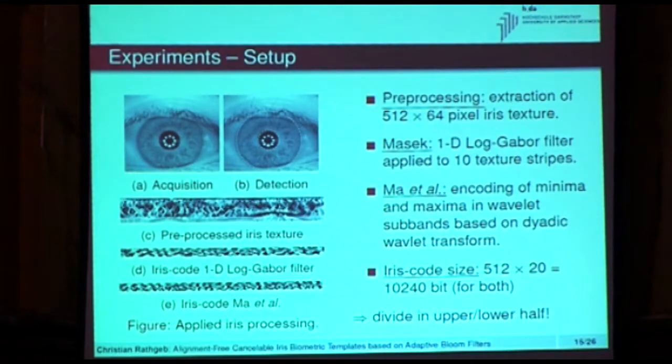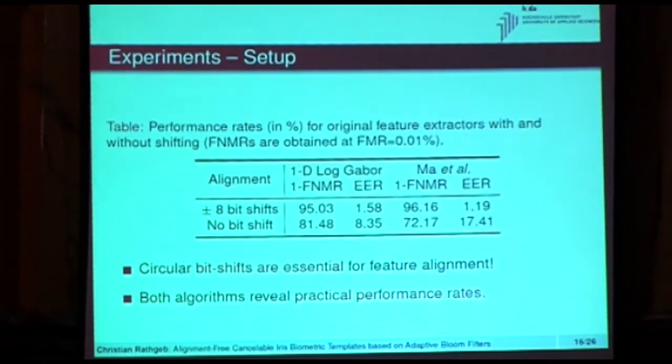The algorithm of Ma et al. encodes minima and maxima within wavelength subbands. I won't go into detail. What's important is that both iris codes are of size 512 times 20 bits, where these are divided into an upper half and a lower half, since the upper half corresponds to complex and real values for Masek and bits resulting from different subbands for Ma et al. So the maximum column size will then be 10.